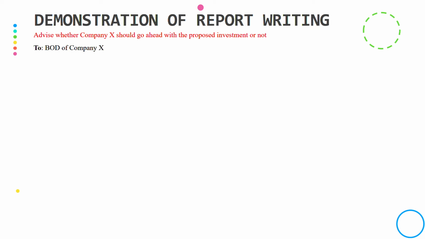So you can say this. To whom are you writing? Usually this is the board of directors of that company, company X. Usually you are advising to whom? The board of directors, whether they should go ahead with the investment or not. So to, mostly it is board of directors only. It will be given to you in the exam, in the question, to whom you should write the report, right? Mostly it is the board of directors of that company only.